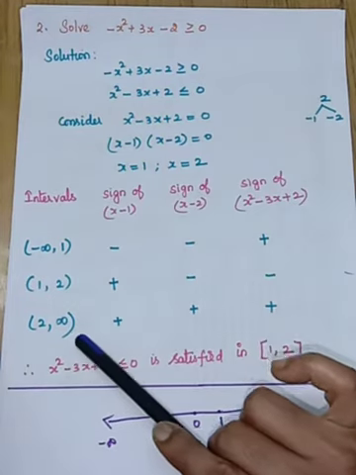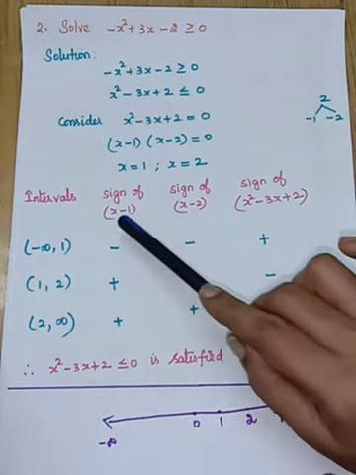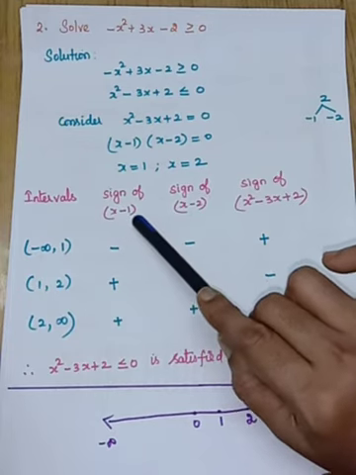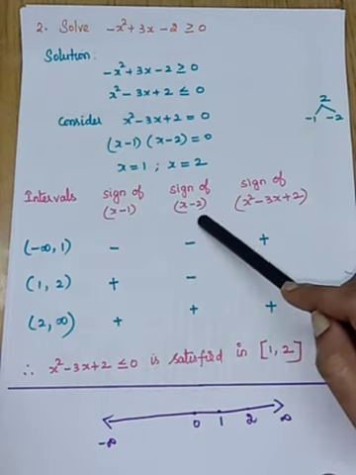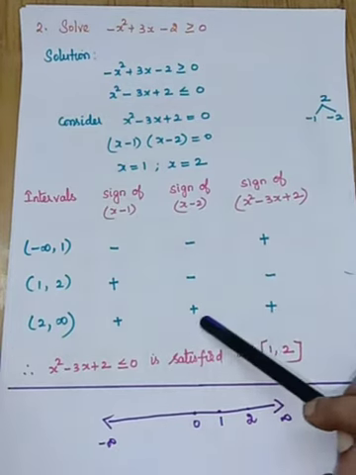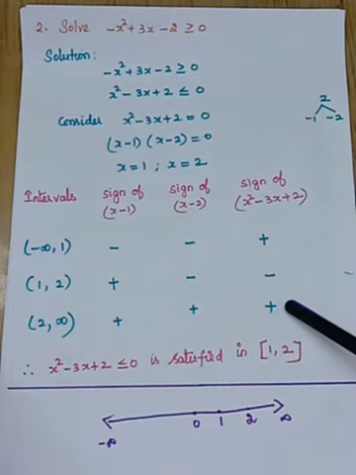Next one, 2 to infinity. So take 3. When you substitute 3 here, 3 minus 1 is 2, so it is positive. Here 3 minus 2 is 1, so that is also positive. The product of these two is also positive.